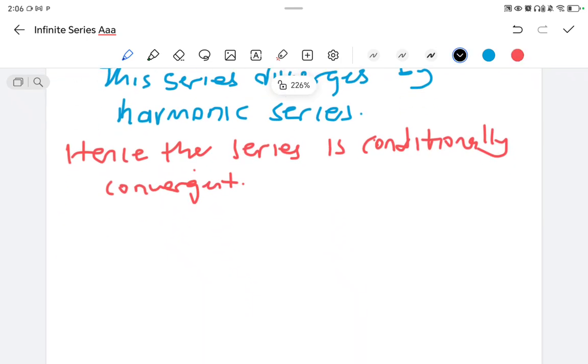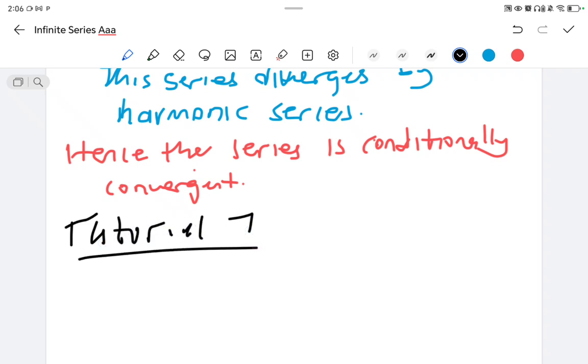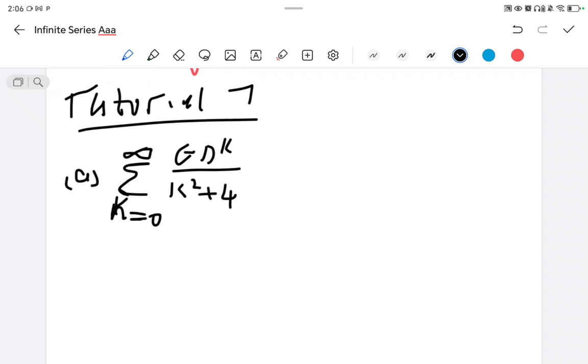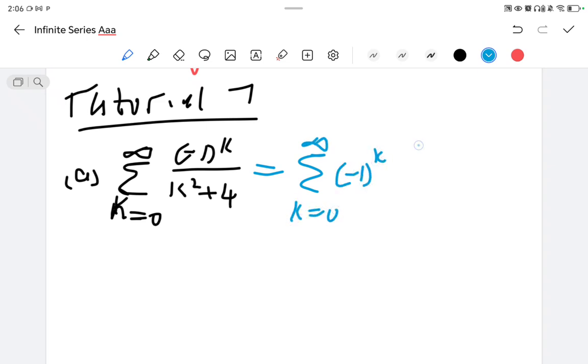So we come to tutorial 7. From tutorial 7 we have the sum from k equals 0 of minus 1 to the k over k squared plus 4. Then from here we see that we can even use alternating series. By alternating series this will be the sum from k equals 0 of minus 1 to the k times 1 over k squared plus 4.